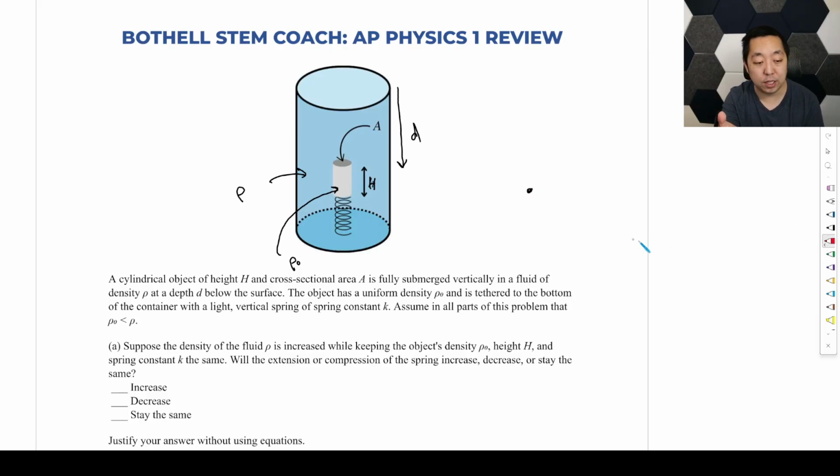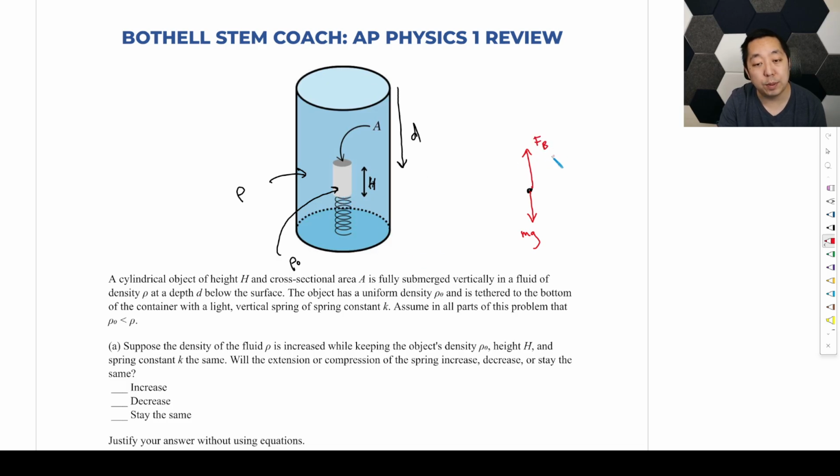Because when you have something like this, and I'm asking you about the spring force or extension, and we're having it sitting here, we want to draw a free body diagram. So we have gravity, mg. Okay. Then we look at what's touching it. We have a buoyant force from the fluid pointing up.